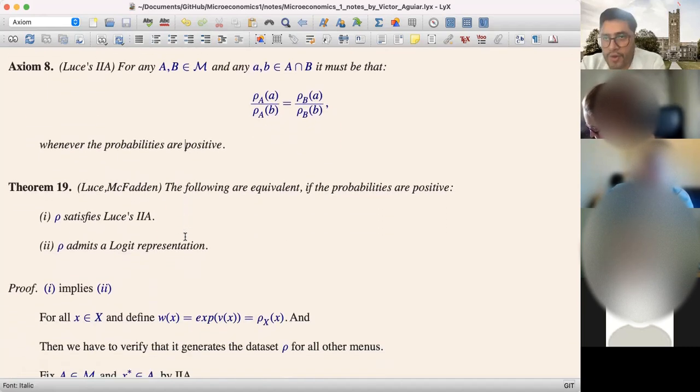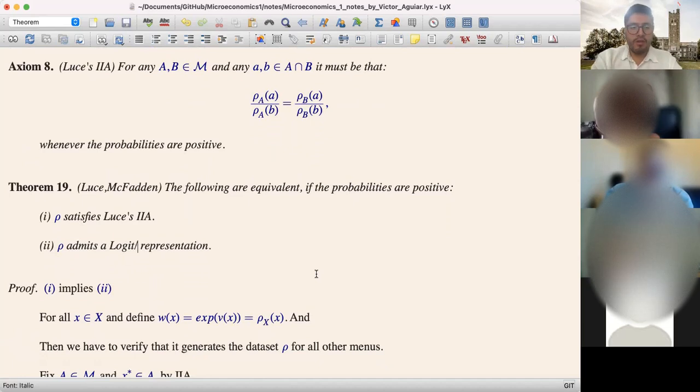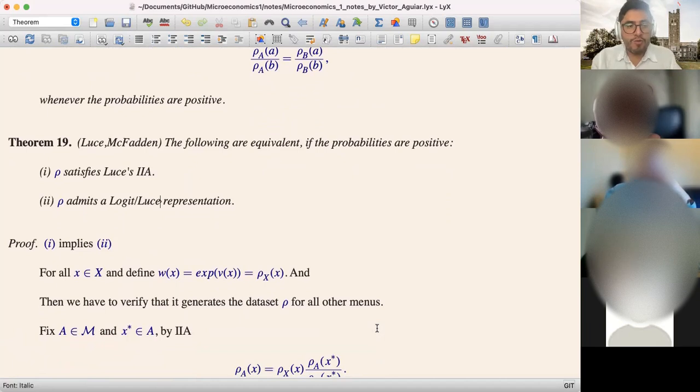Now, what is the theorem? This is a characterization theorem. The following are equivalent: rho satisfies the loose IIA, and rho admits a logit representation. So logit or Luce representation, depending on the name. So let's prove 1 implies 2.